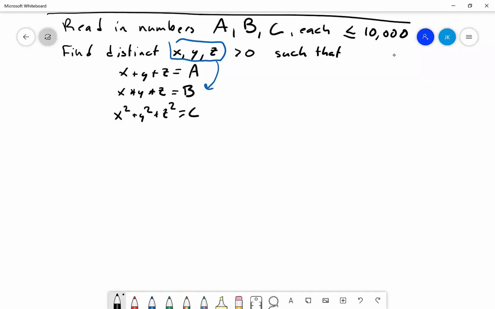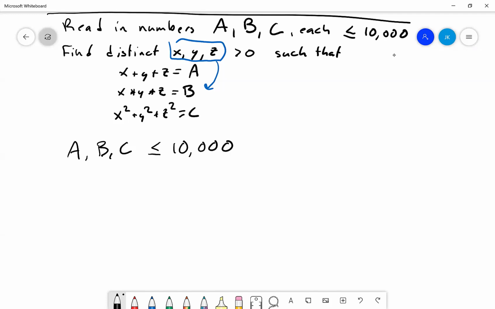So if we look at the problem, we know that these things are all positive numbers. Since A, B, and C are all within 10,000, I can very quickly look at this and say, okay, I know that A, B, and C all have to be no bigger than 10,000 on their own, because I know that they have to add up to a certain amount. So those all have to be less than or equal to 10,000.